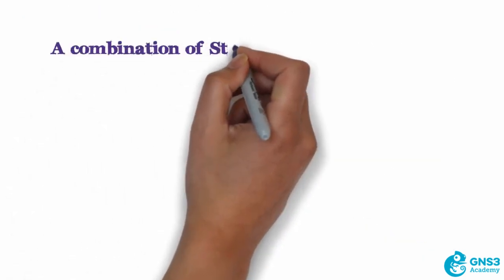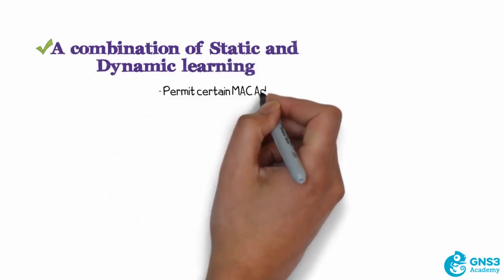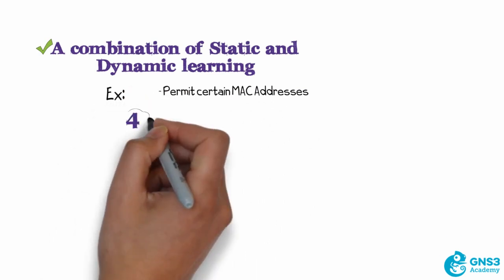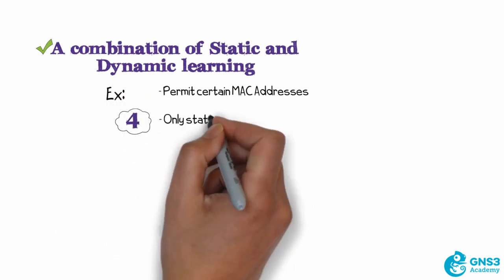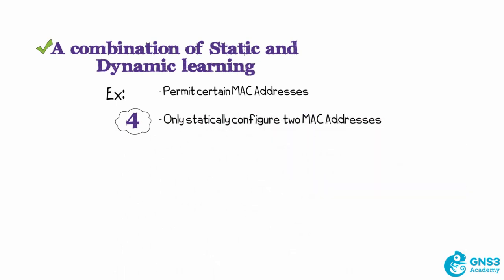You could also do a combination of static and dynamic learning, where you explicitly permit certain MAC addresses. So as an example, you could limit the number of MAC addresses on a port to 4, but only statically configure 2 MAC addresses. The remaining 2 MAC addresses can be dynamically learnt. The static MAC addresses do not age out, but you could allow the dynamically learnt MAC addresses to age out.